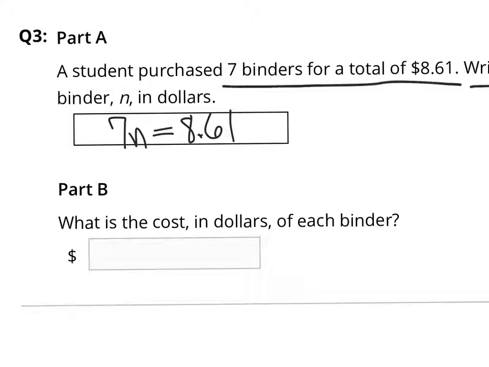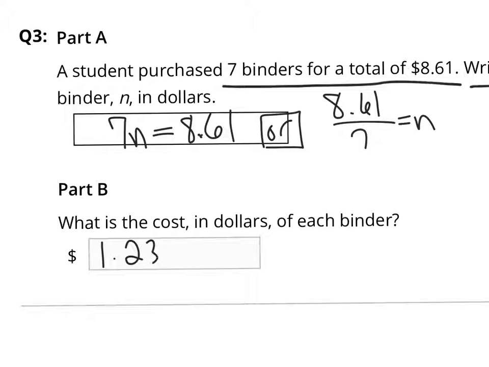So 7 binders times whatever one costs equals $8.61. Another option, you could have something like $8.61 divided by 7 equals N. Or you could have N equals $8.61 divided by 7, same thing. So multiple ways that could be done. And then part B, what is the cost of each binder, would just be dividing that out. And if you divide that out, it would be $1.23 each.